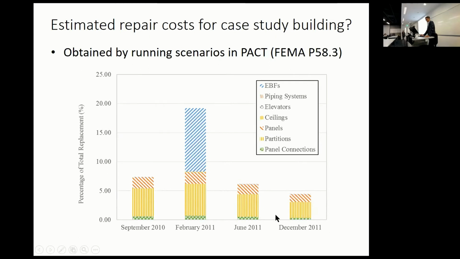You also had the panel connections being predicted to be damaged, as we suggested. The panels themselves as well. We distinguish between the two there. EBFs would have been damaged in the September event, but we haven't shown their costs here, as I said before, because we said, well, we haven't repaired them in time. So we just put all their repair costs in there. They weren't expected to be damaged in those subsequent events there.